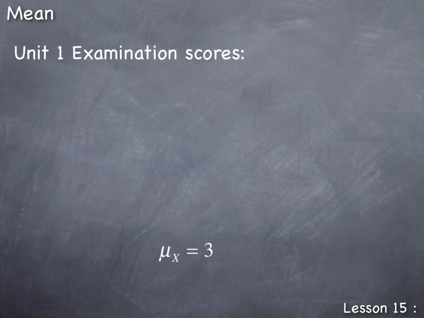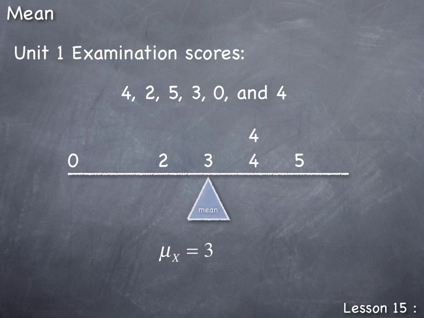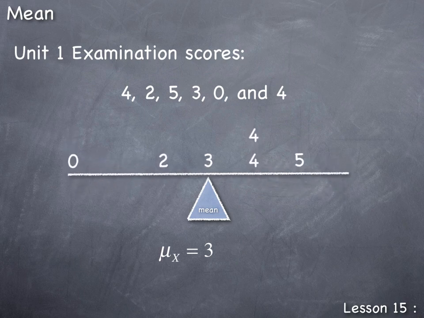Now to illustrate this idea, we could take all the Unit 1 examination scores that the student had and put them on a number line. Now the mean is that precise point at which all the data balances. The mean finds the balancing point or center of gravity by balancing out all the deviations that the data values are from this mean.